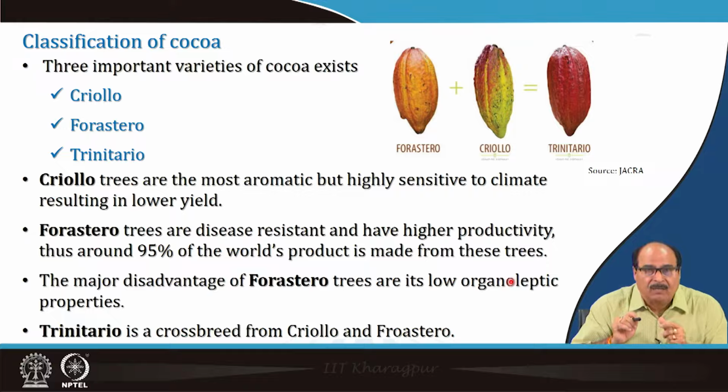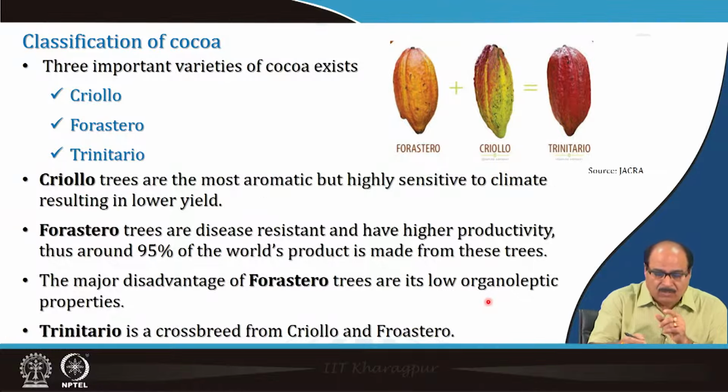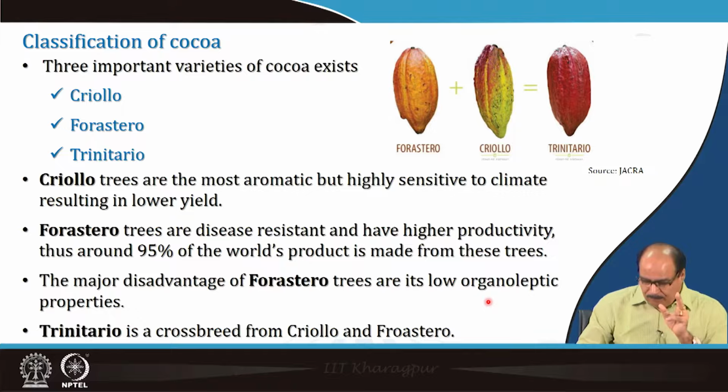Criollo trees are the most aromatic but highly sensitive to climate, resulting in lower yield. Forastero trees are disease resistant and have higher productivity, thus around 90% of the world's product is made from these trees. The major disadvantage of Forastero trees is their lower organoleptic properties. Trinitario is the crossbred of these two, Criollo and Forastero.